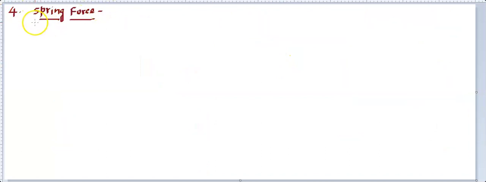Next important contact force is spring force. So let's know some basics about a spring, and then the force on that spring. A spring you must have seen and experienced its operations. We show it like this, roughly. And that's called a spring.